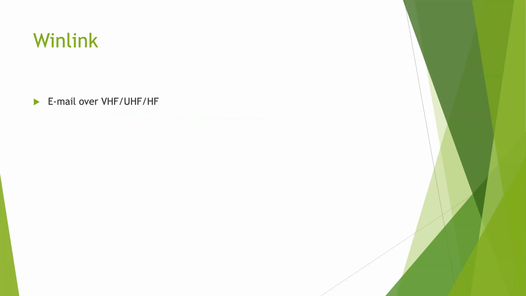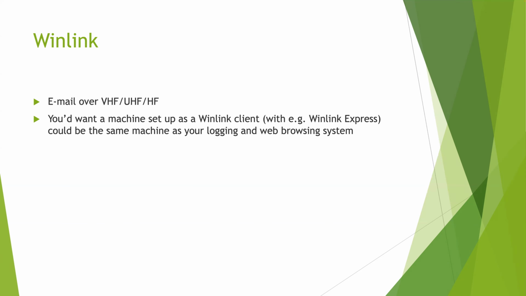WinLink is a way to do email over RF and over the internet too. But in amateur radio, we care more about being able to do things over RF. So it'll do it over VHF, UHF for you technicians out there, and it'll do it over HF for you general and extra class people out there. You'd want to have a machine set up as a WinLink client.